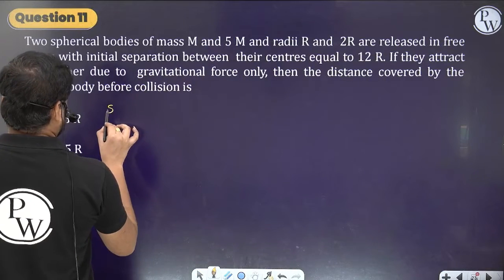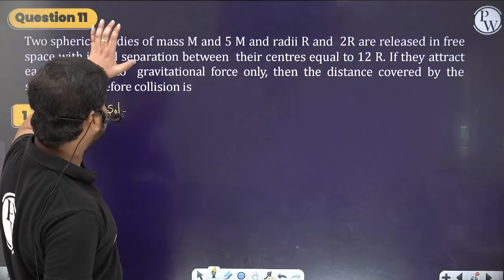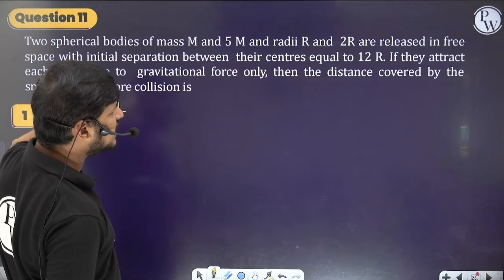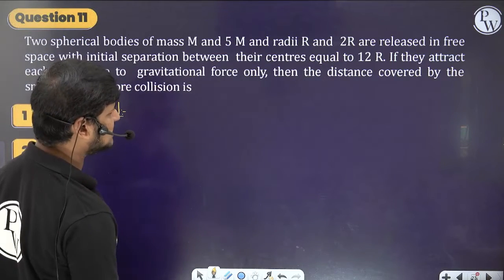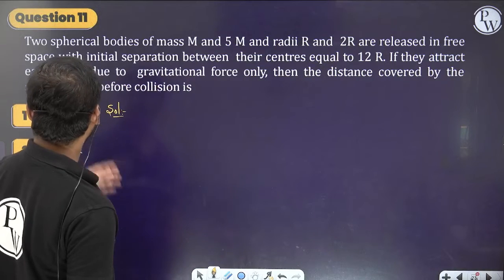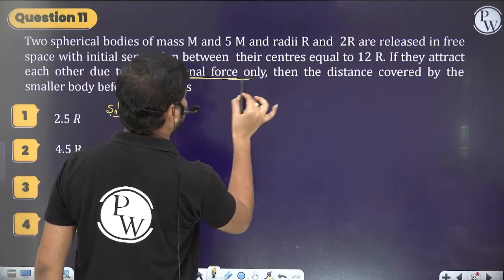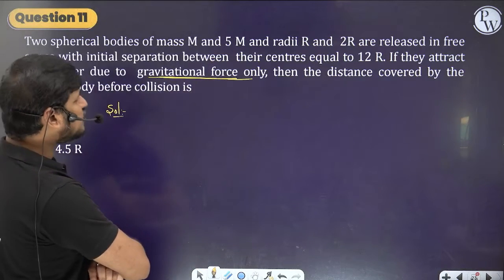So let's try to understand this question. What does the question say? Two spherical bodies of mass m and 5m, of radii R and 2R, are released in free space with the initial separation between the two centers being 12R. If they attract each other due to the gravitational force only, that means there is no external force, then find the distance covered by the smaller body before collision.